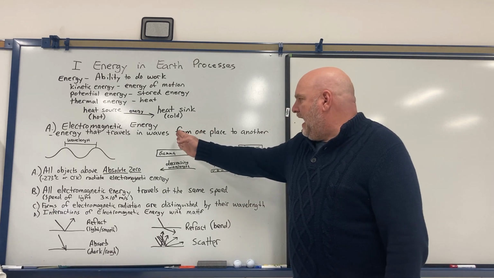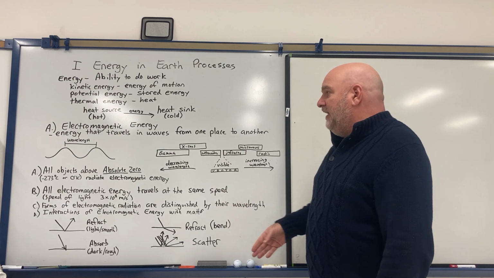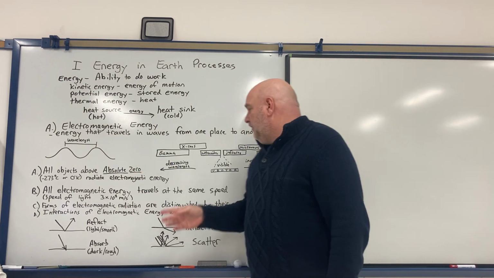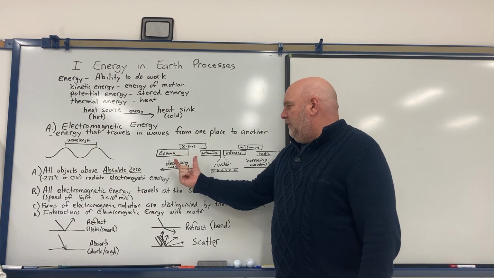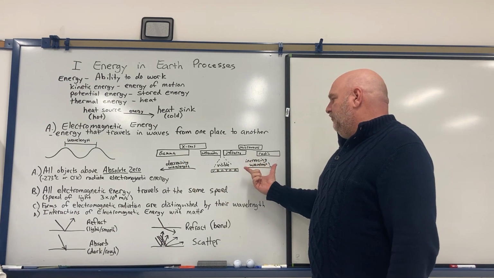The reason why gamma rays are different from X-rays, which are different from ultraviolet rays, again, is because their wavelengths are different. The farther you go this way, the waves are closer together, the wave heights are closer together. The farther they go this way, the waves are spread farther apart.